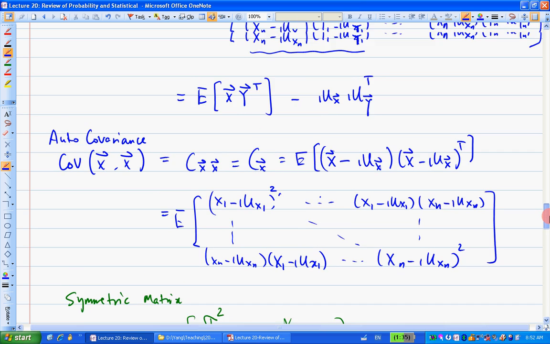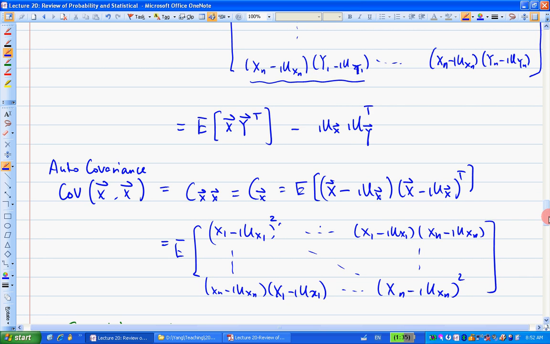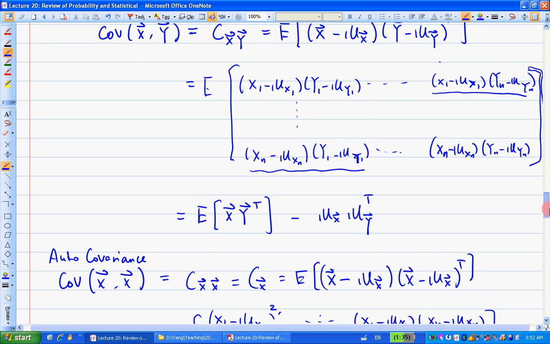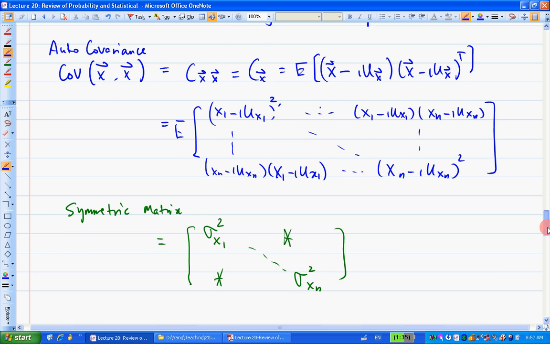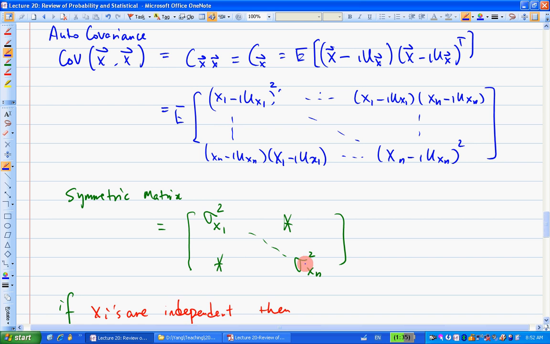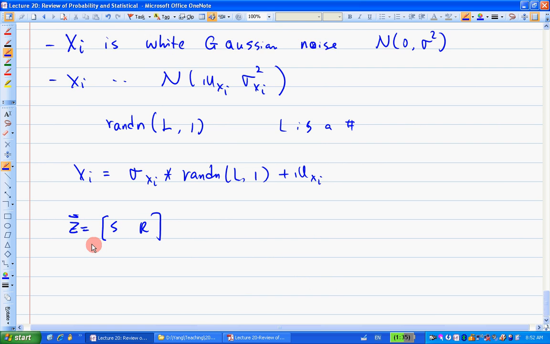What will be the autocovariance? So I'm supposed to get this. If I want to generate the autocovariance, I wanted to see what C_Z is. So I'm supposed to get sigma S squared here, 0 here, 0 here, and another entry.